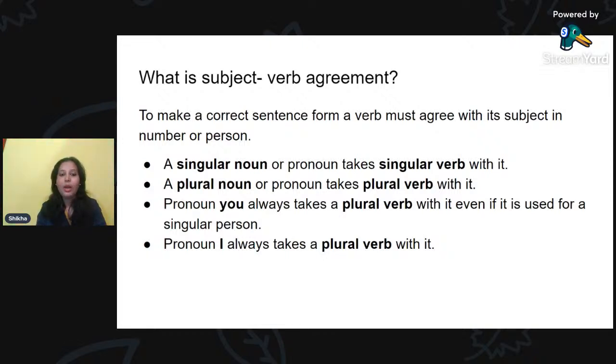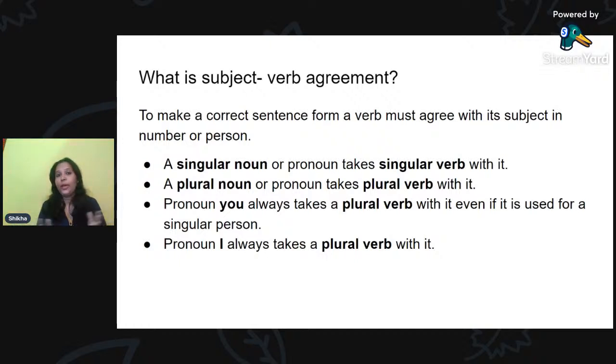Okay? Now, here there is a twist. When you are using the pronoun you, you will always use the plural form of the verb. Why? Because we use this pronoun you both for a singular person or more than one person. Say for example, if I am teaching only one student, I will say, are you understanding? I'm not saying, is you understanding? What I'm telling is, are you understanding?